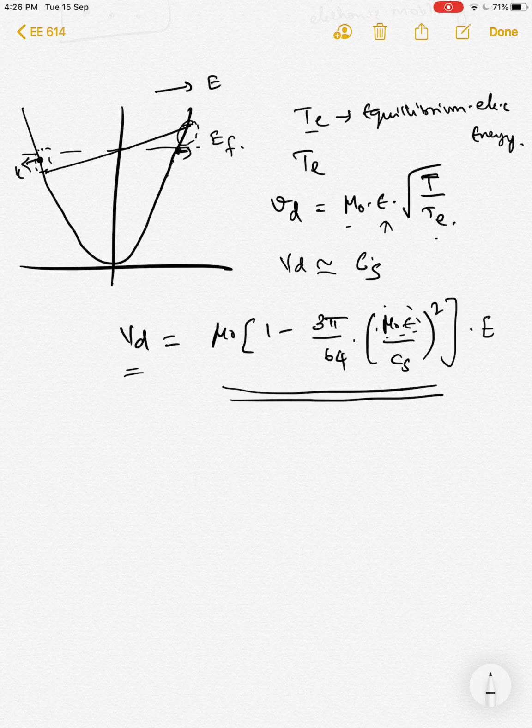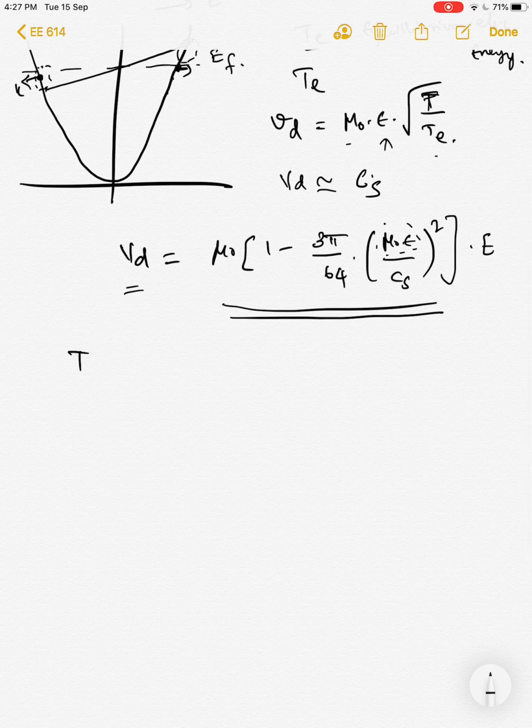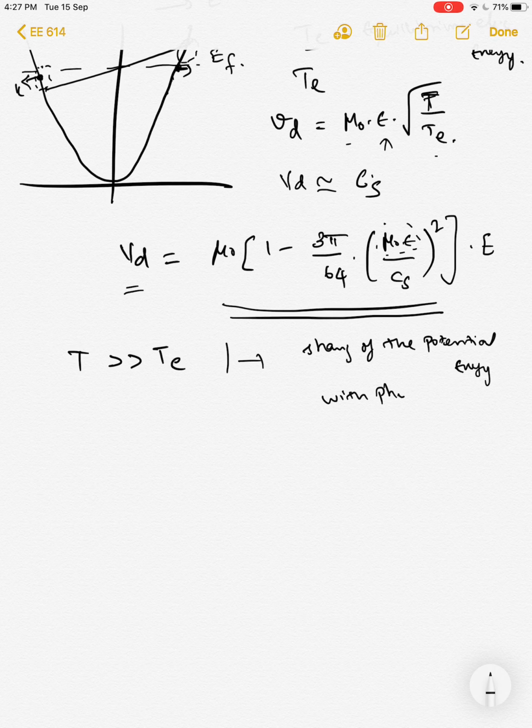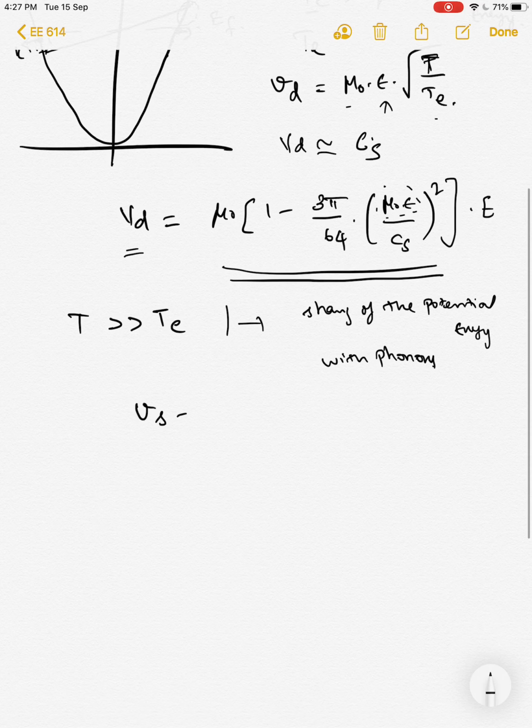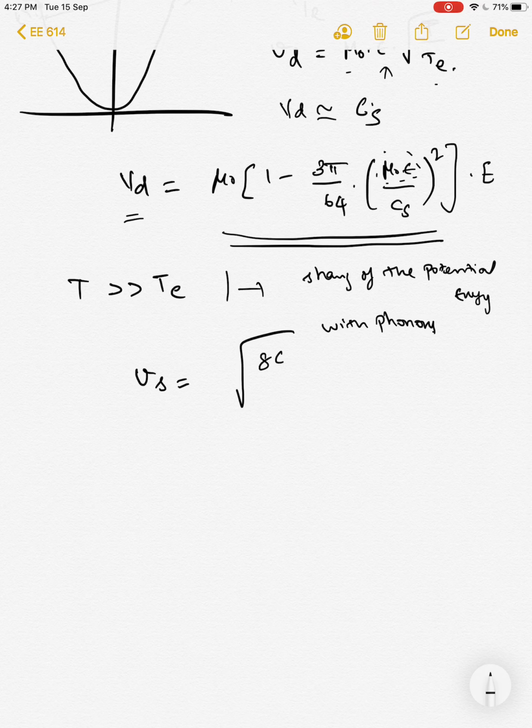So the question comes, what causes the velocity to not rise as much as it should? The main reason is the actual temperature of the electron, T, is now much larger than T0, the equilibrium electronic temperature. This leads to sharing of the potential energy with the phonons. So this sharing of the potential energy with phonons leads to the reduction in the actual velocity, and you undergo what is called velocity saturation, which is written as root of 8 Ep by 3 pi m0, where m0 is the mass of the electron and Ep is the energy of the optical phonons.